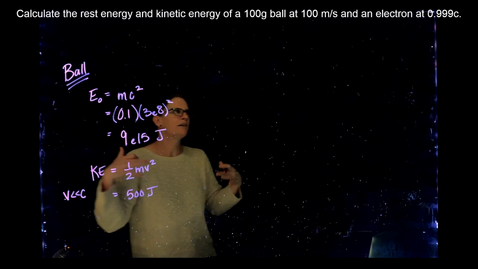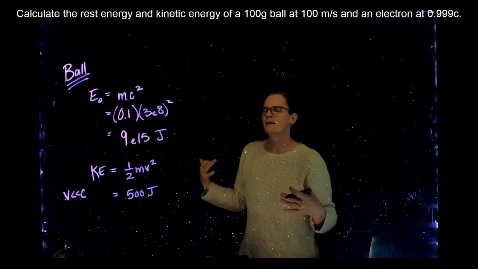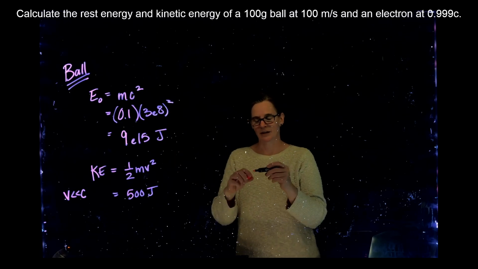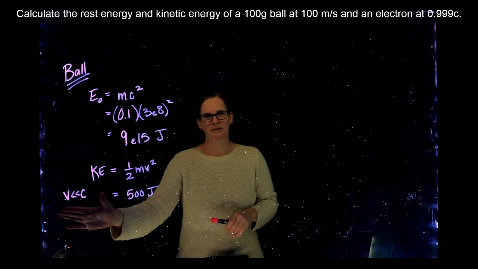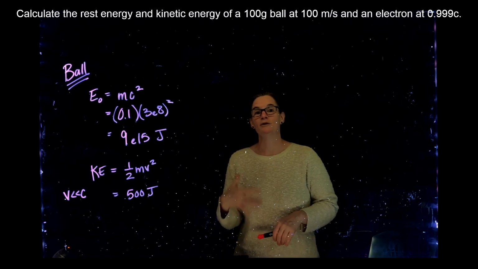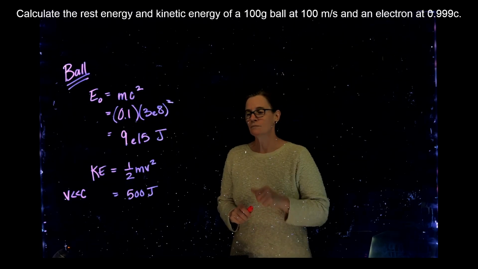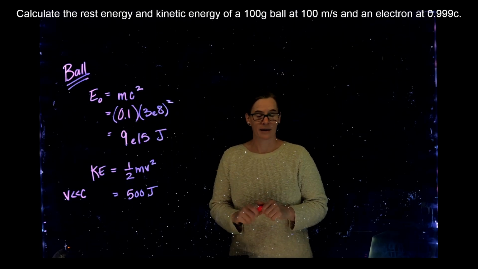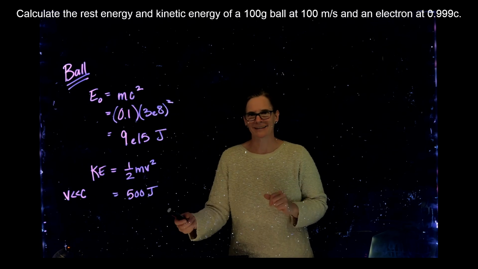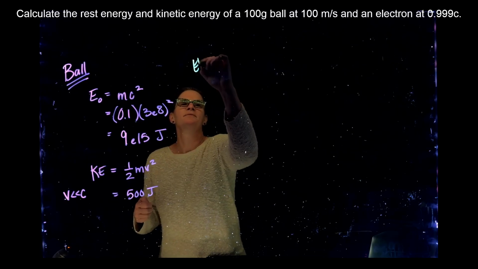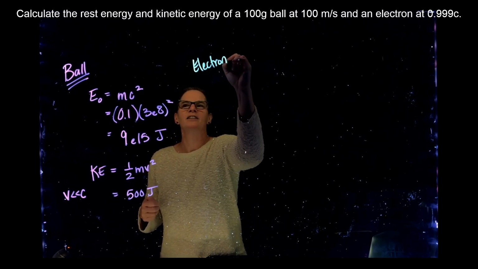So just familiarizing ourselves with the verbiage, as well as recognizing that when the velocity is much, much less than c, we can use that binomial expansion, which leads to the 1/2 mv squared, and we just calculate the kinetic energy. So let's compare that to the electron. Let's look at how that looks.